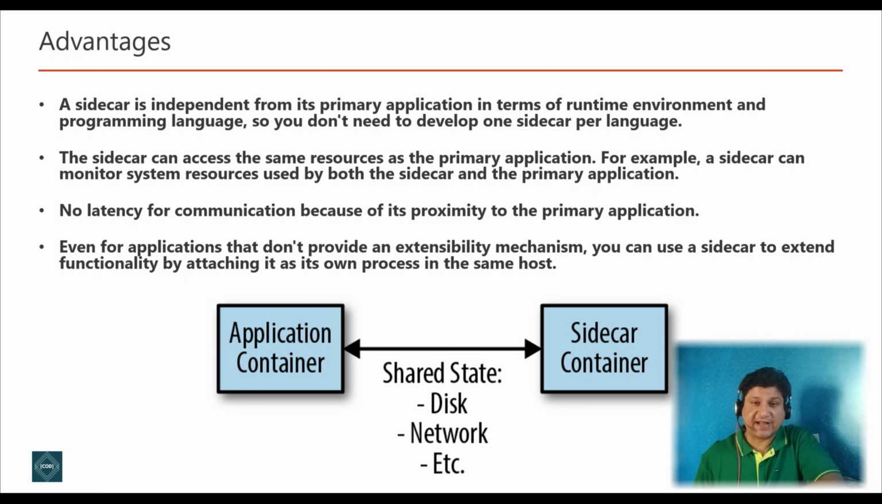The sidecar can access the same resources as the primary application. For example, a sidecar can monitor system resources used by both the sidecar and the primary application. Because of its proximity to the primary application, there is no significant latency when communicating with the main application. Even for applications that don't provide an extensibility mechanism, you can use a sidecar to extend functionality by attaching it as its own process in the same host.